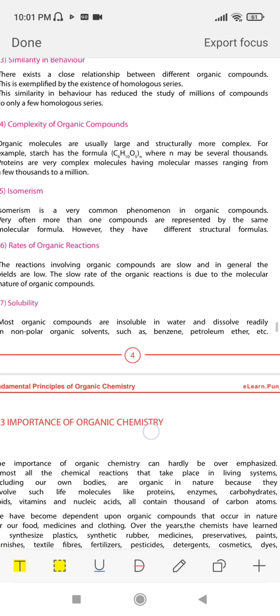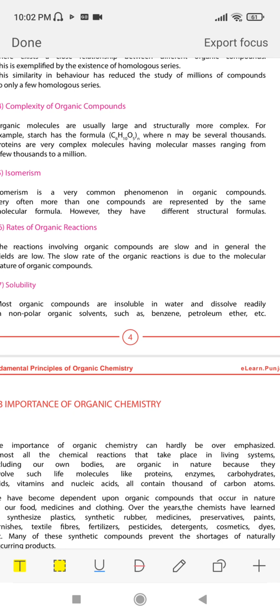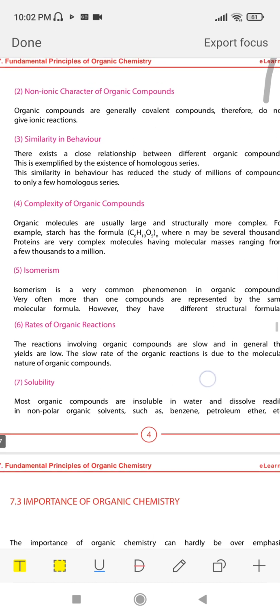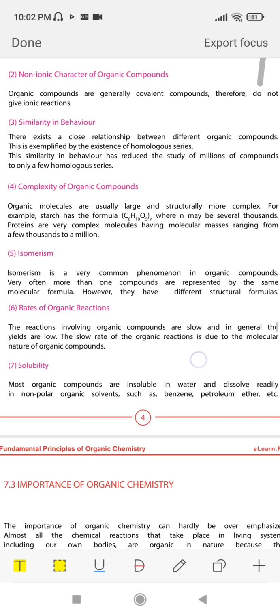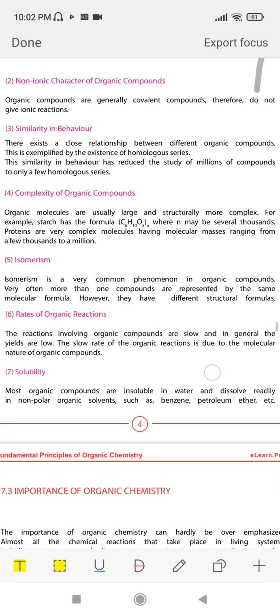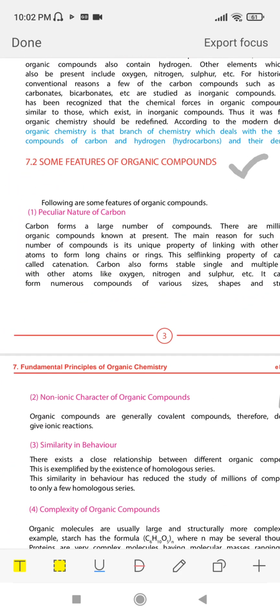The seventh one is solubility. Most organic compounds are insoluble in water and dissolve readily in non-polar organic solvents. As we have discussed, organic compounds have a non-ionic nature, so they are insoluble in water and dissolve in non-polar organic solvents like benzene, petroleum ether, etc. So these are some common features of organic compounds.